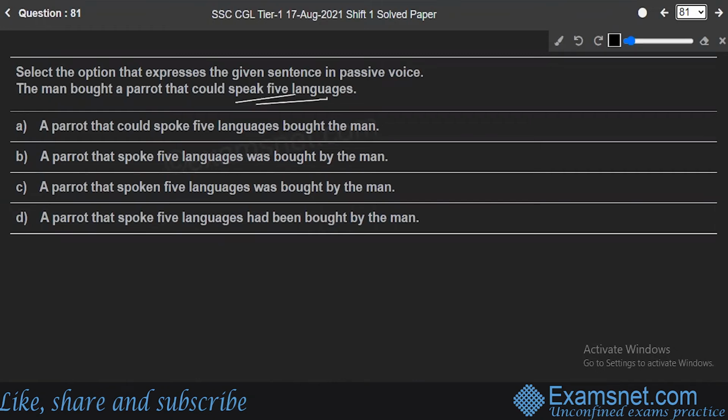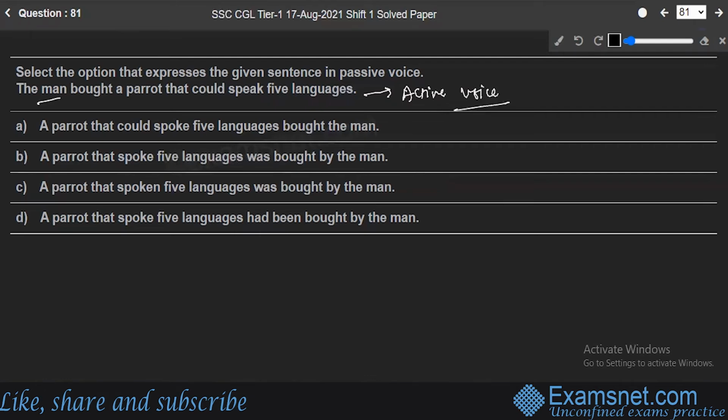The given options are: The parrot could speak 5 languages bought by the man. The parrot that spoke 5 languages was bought by the man. The parrot that spoken 5 languages was bought by the man. A parrot that spoke 5 languages had been bought by the man. Of course, this sentence is in active voice, and as given in the question itself, you have to change it into the passive voice, right?